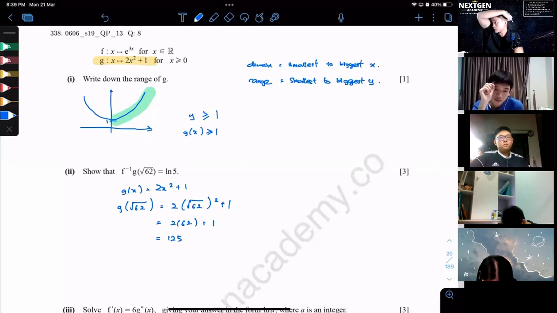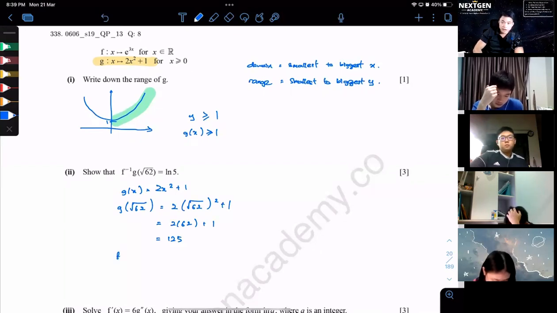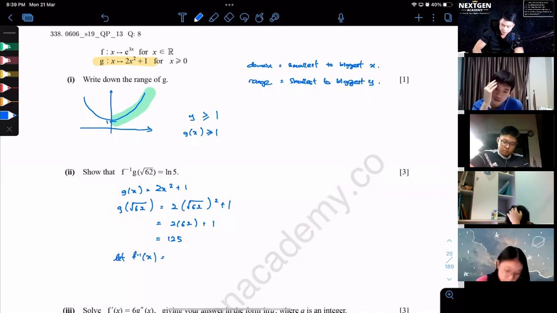Okay. f inverse. How to find f inverse? Do you remember how to do your inverse or not? Okay, because I didn't teach you all the previous part. I always do it like this. Let f inverse x equals to y, f(y) equals to x. This is my method. Okay.